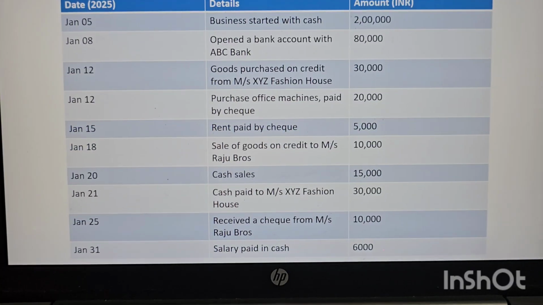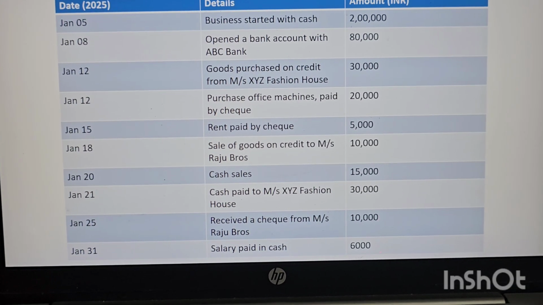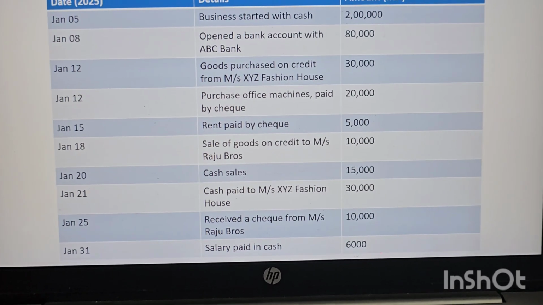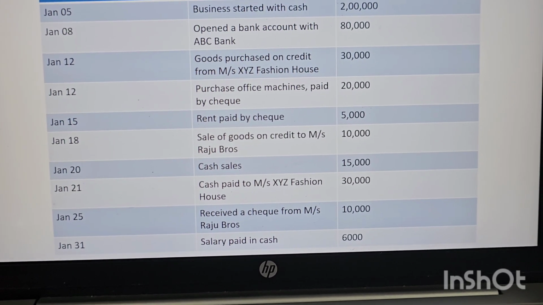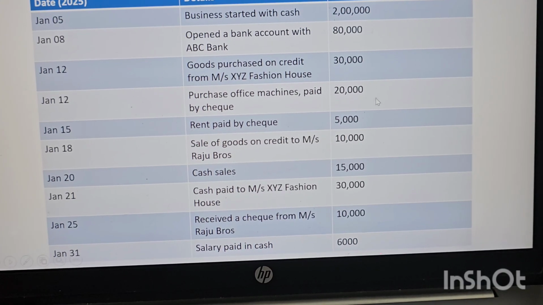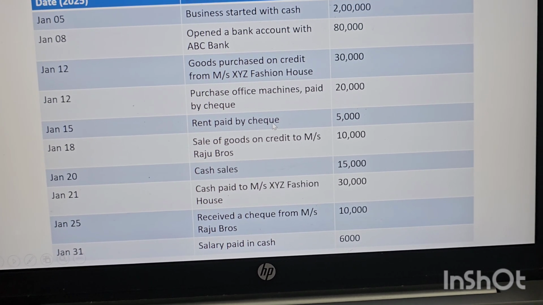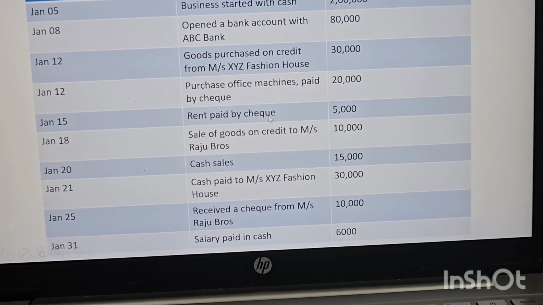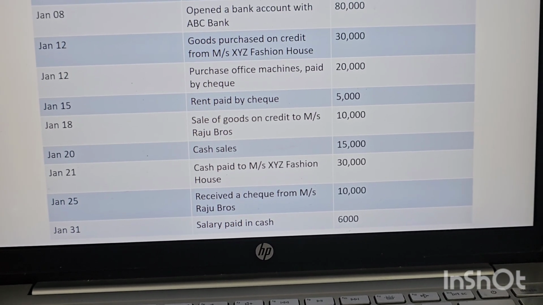So what is the next entry that we have in place? After the machineries, we have paid the rent. So what should be the journal entry for the rent? Rent account debit to bank account. Why bank account? Because the amount is being paid through check. So if the check is being involved, in that case, bank is getting involved. So what should be the entry? Rent account debit to bank account.